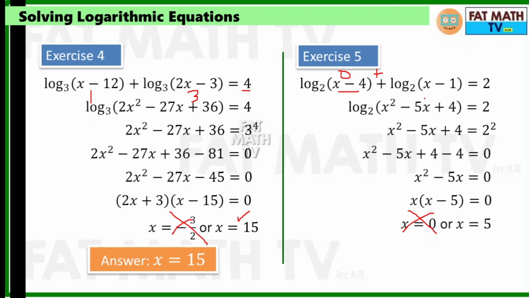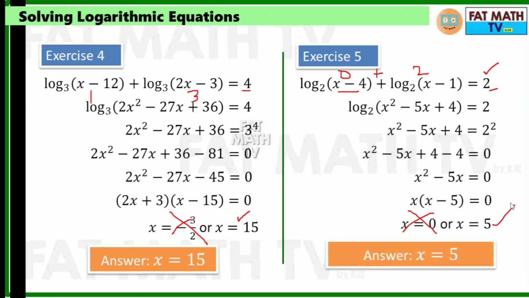Plus 5 minus 1 is 4. Logarithm of 4 to the base 2 is 2. And 0 plus 2 is indeed 2. Okay, so x equals 5 is the only answer in number 5.